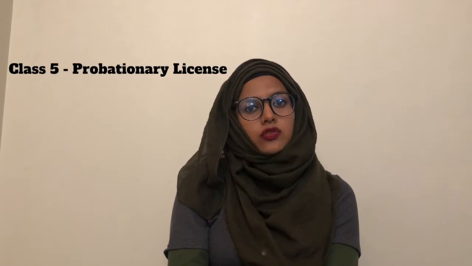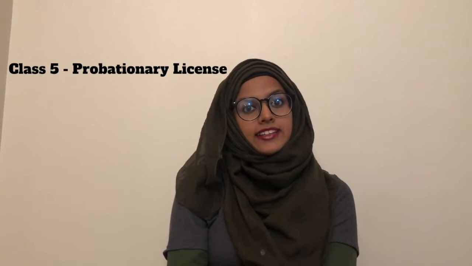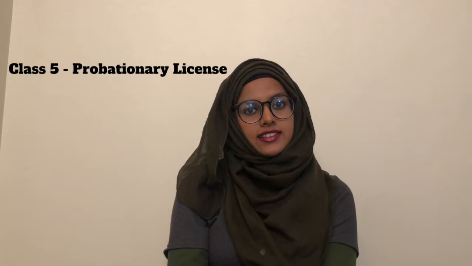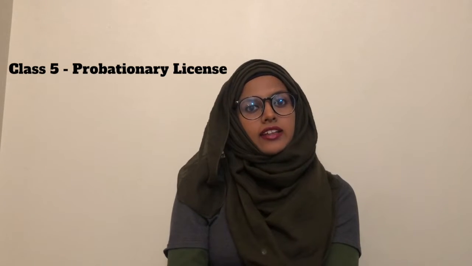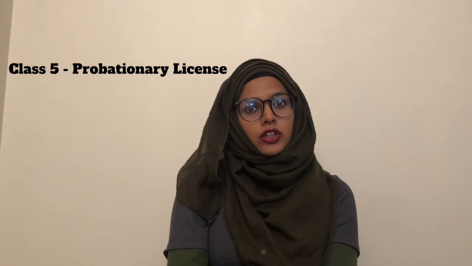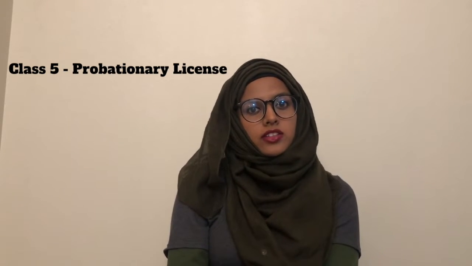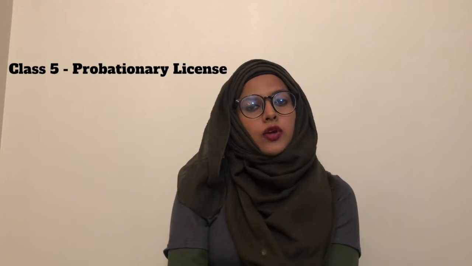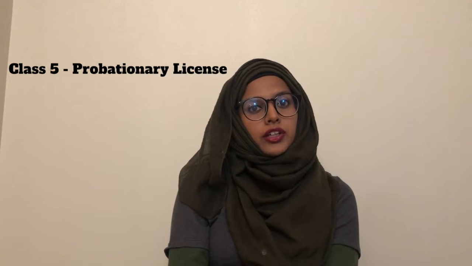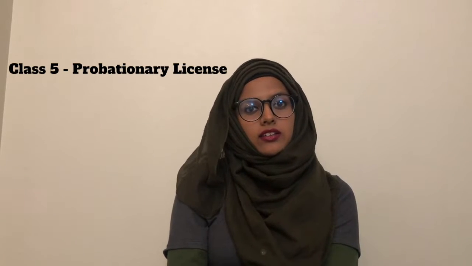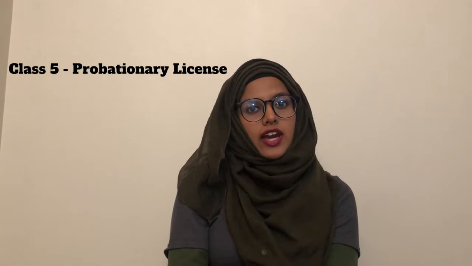Once you are qualified for the class 5 probationary license, which takes a year from your class 7 license, you can go to a driving school, learn, and sit for the road test. Once you pass the road test, you have the class 5 probationary license, which you have to keep for a minimum of 2 years, and then you can take the advanced road test to get the non-probationary license.